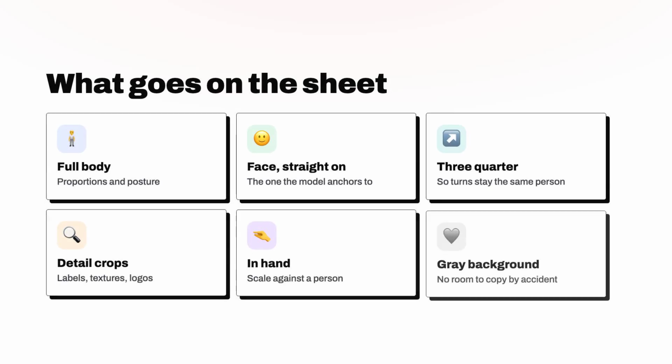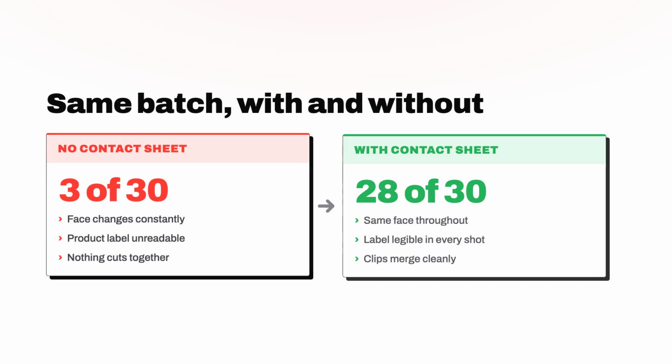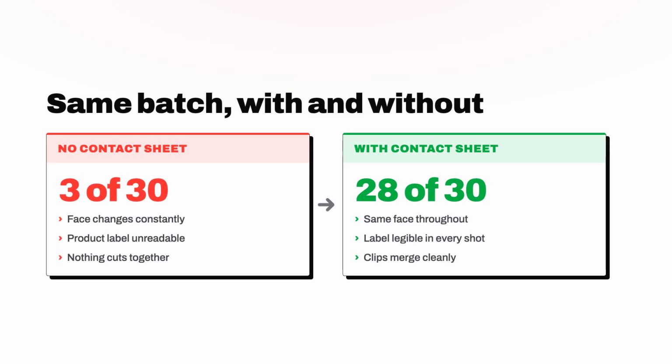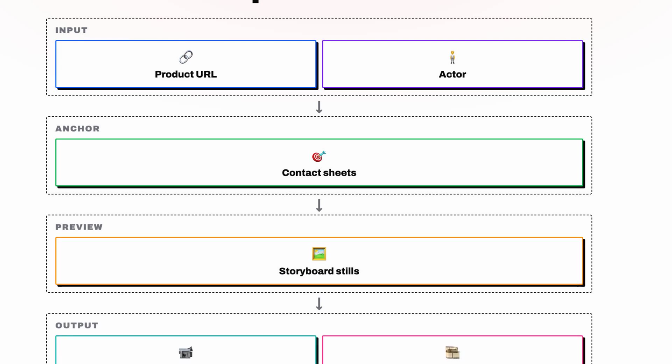The shots on it aren't random either. You want angles and you want tight crops on the fiddly bits. So the mental model is simple. Sheet plus scene equals a clip that matches the last one. The difference is not subtle. This is the same batch, one with the sheet and one without. And structurally, everything downstream reads from that one image. Nothing gets to generate blind.